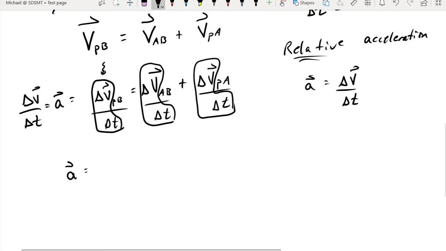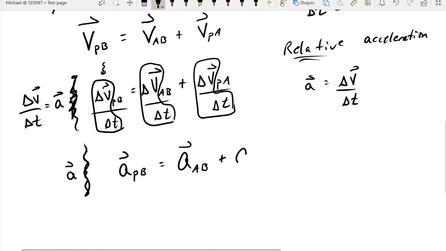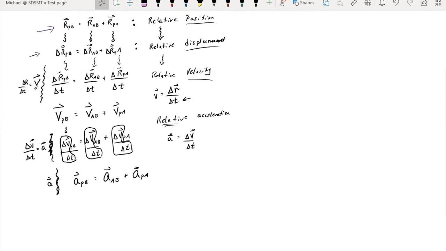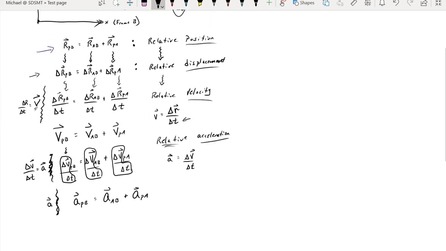And so our acceleration, again, that's not an equal sign, sorry. Our accelerations are going to be acceleration of the particle with respect to B frame, acceleration of A frame with respect to B frame. So this term right here is assuming that one frame of reference is accelerating with respect to another. And then we have acceleration of point P with respect to frame A.